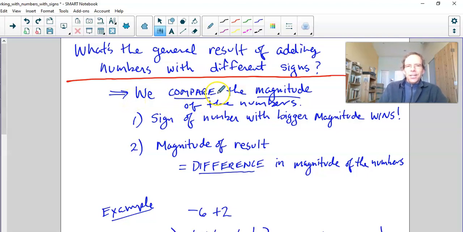The general result here of adding numbers with different signs: we compare the magnitudes of the numbers. The sign of the number with the bigger magnitude wins. The magnitude of the result is the difference in the magnitudes of the numbers. So remember when we had 5 plus -3. The difference is 5 minus 3. We just look at the numbers without the signs. The 5 minus the 3 gave 2. And with -6 and 2, we subtracted 6 minus 2 and we got 4.